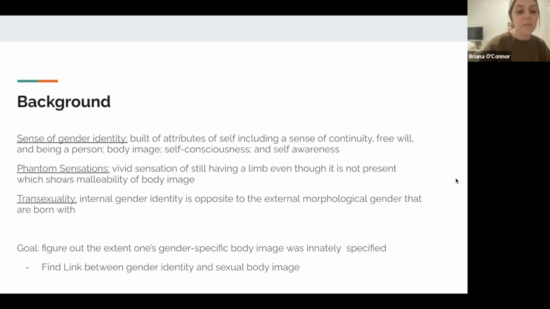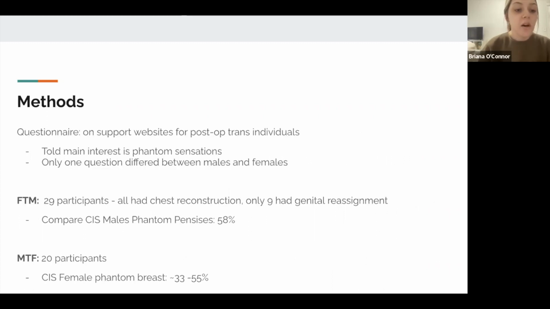So the goal of this experiment was to determine how innate one's gender-specific body image was and to find a link between gender identity and sexual body image. So a questionnaire was posted on support websites for post-op trans individuals, and they were told the main interest is phantom sensations, and the questionnaire contained many unrelated questions to avoid prompting answers from participants. There were 29 female-to-male participants, all of whom had chest reconstruction surgery, but only 9 of those 29 individuals have had genital reassignment.